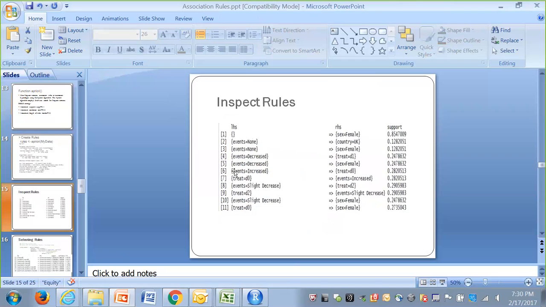When we inspect our rules, there's always this left-hand side and right-hand side, and we'll graph these so you understand that. And the support is the number of times, as a percentage, that it appears. So those low numbers are probably not very valuable, but you also have to look at them in tandem with your confidence and your lift. That's quite important.